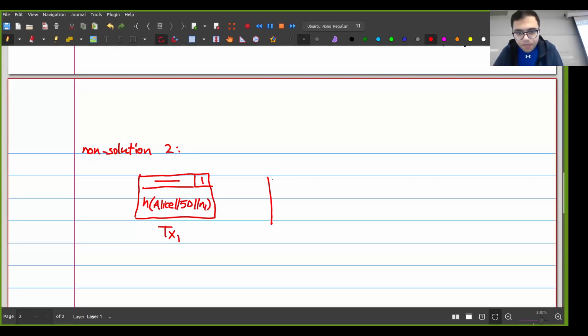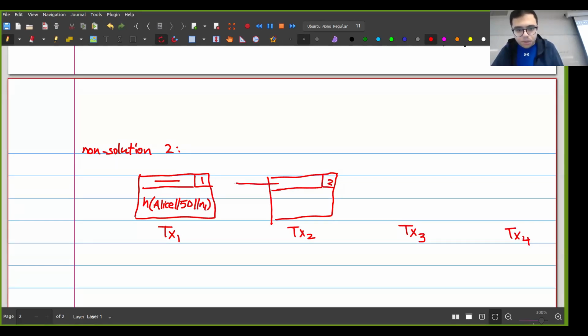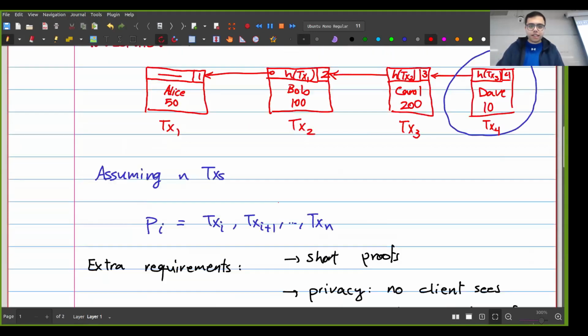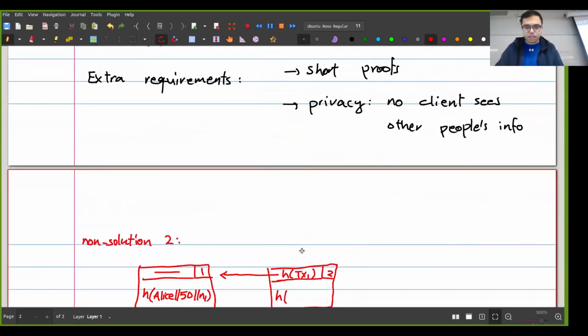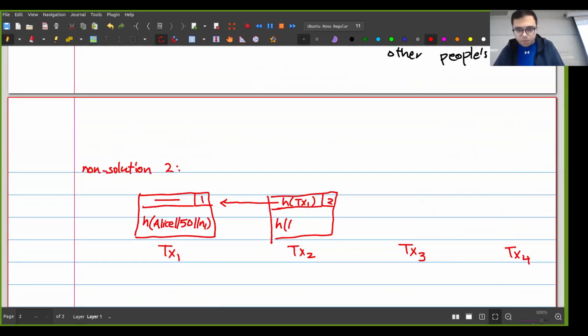So this is my transaction 2. And let's say transaction 3 and transaction 4. And each one of them will have a serial number. It will have a pointer to the previous transaction, which is basically just the hash of the previous transaction. And instead of the information, it will just have the hash of the information. So Bob 100 and the nonce of Bob, and so on. I'm just too lazy to draw this, you know.